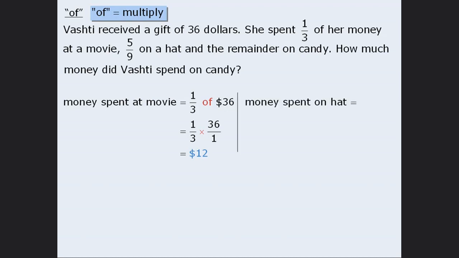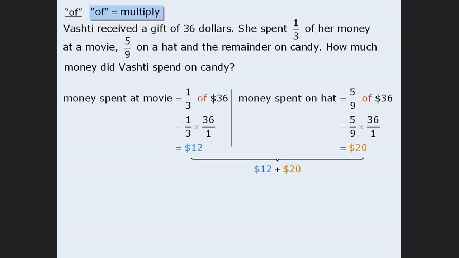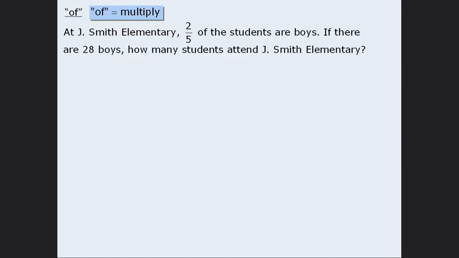Now let's determine how much money she spent on a hat. We are told that she spent 5/9 of her $36 on a hat, which we can rewrite as 5/9 times 36. When we calculate this product and simplify, we see that she spent $20 on a hat. So from this, we can see that she spent a total of $32 on the movie and hat. If she spent her remaining money on candy, and she had $36 to begin, she must have spent $4 on candy. Okay, let's try one last question.